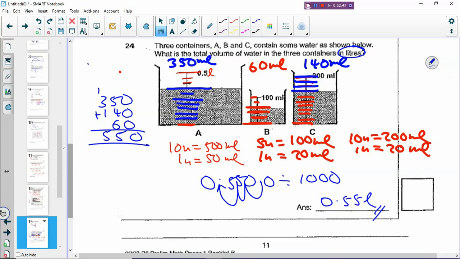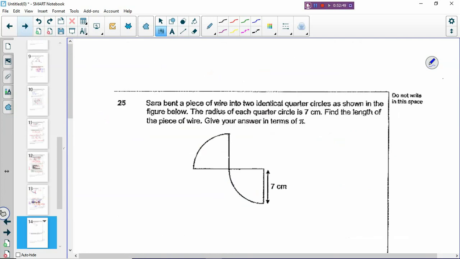Okay, let's quickly go to the next one. Now, Sarah bent a piece of wire into 2 identical quarter circles, and the radius of each quarter circle is 7 cm. Find the length of the wire, and your answer is in terms of pi. So are you finding area or are you finding circumference? You are talking about a wire. The wire is the dark black lines. So you need to find the circumference.